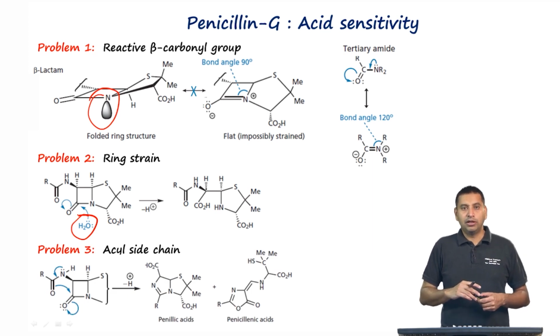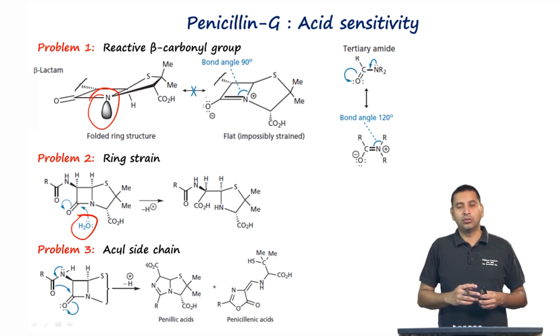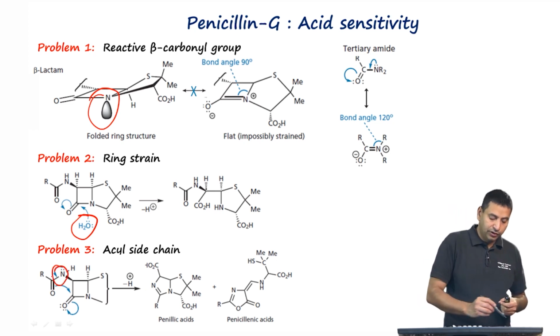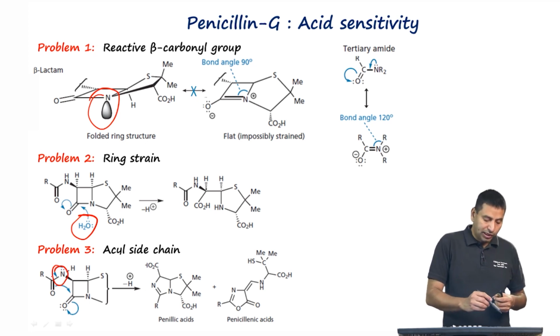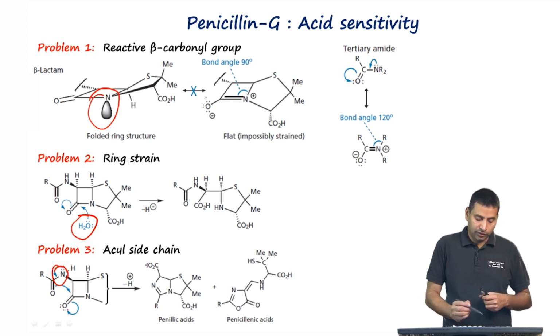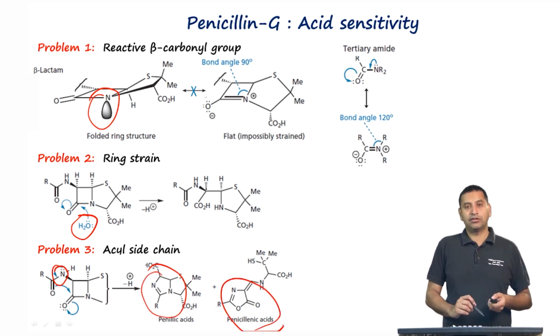The next problem is actually the susceptibility to cleavage by the acyl side chain. So, here even if you have an electron withdrawing group, what happens is that the lone pair on the nitrogen is important, and it can move and form an intramolecular reaction to give you what are known as penicillic acids or penicillinic acids, and both of these are actually inactive.